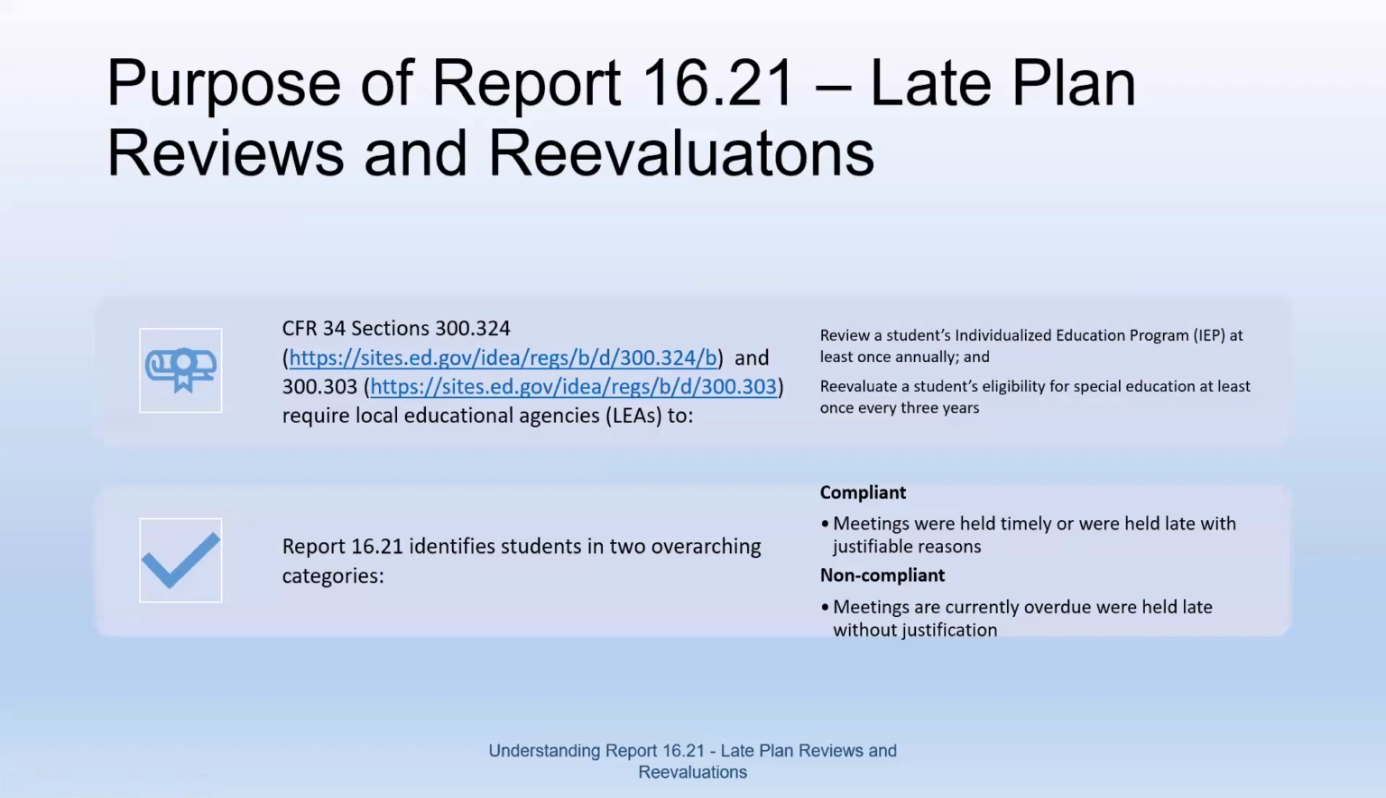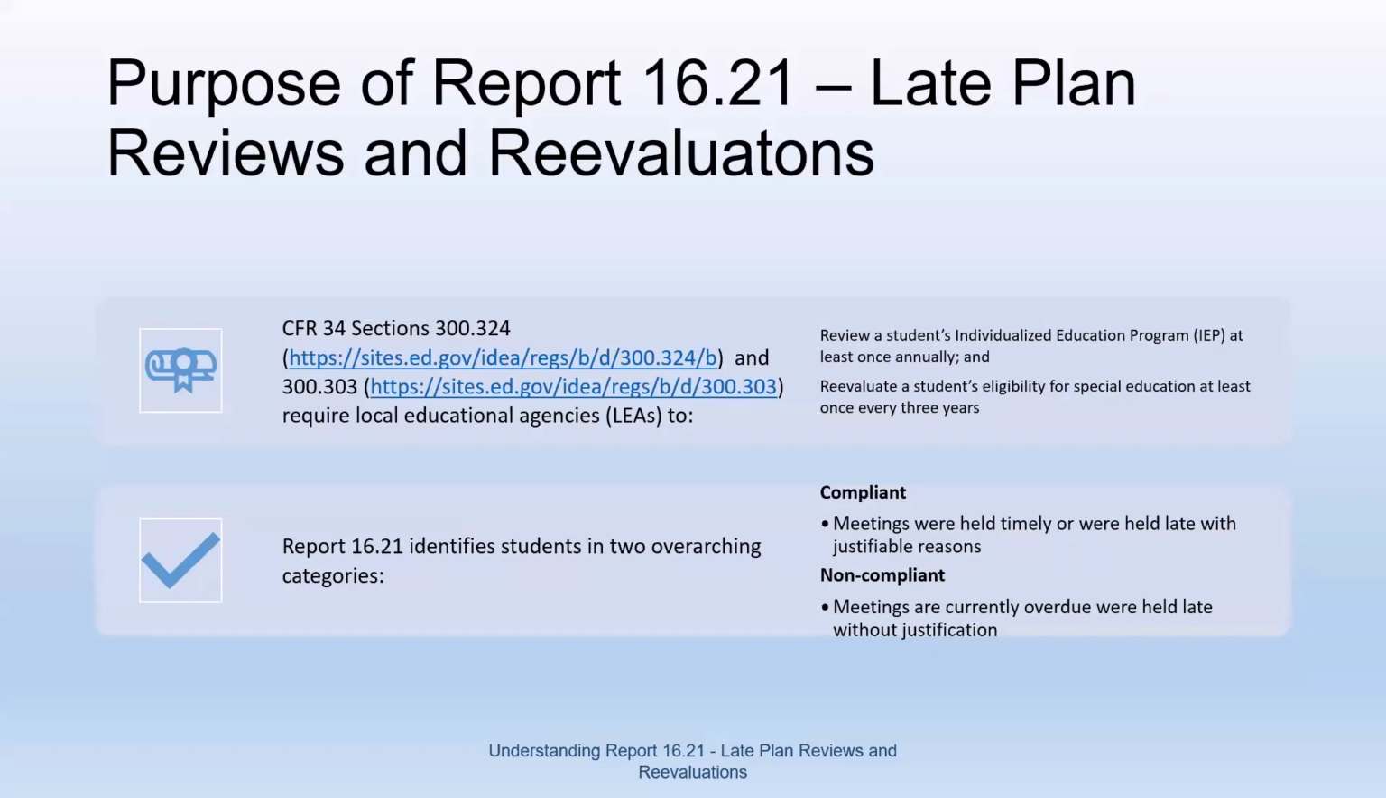All right, so the purpose of Report 1621. Again, we're looking at late plan reviews and reevaluations. There are a couple of specific sections of the Code of Federal Regulations for IDEA, sections 300.324 and 300.303, that require local educational agencies to, number one, review a student's IEP at least once annually. It has to happen at least once annually. And secondly, reevaluate a student's eligibility for special education at least once every 3 years.